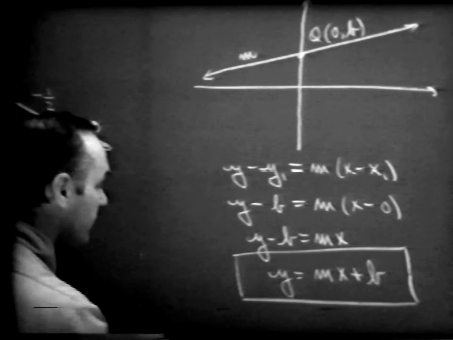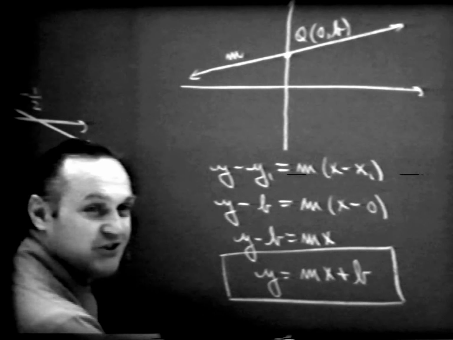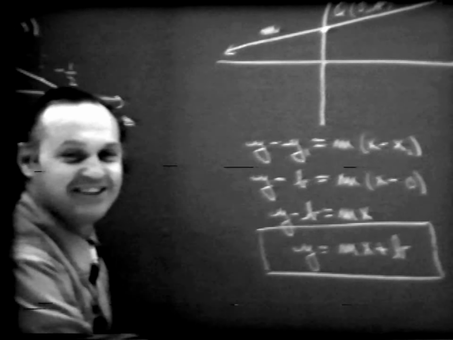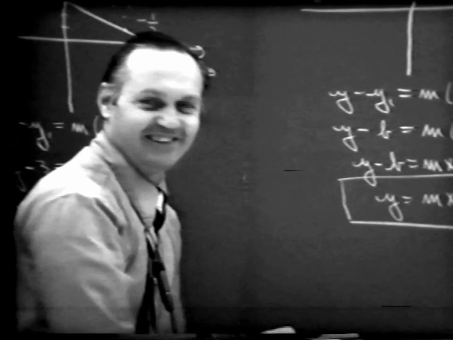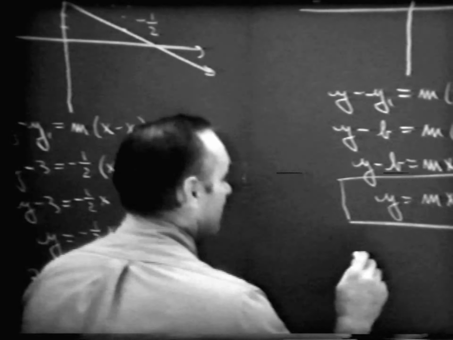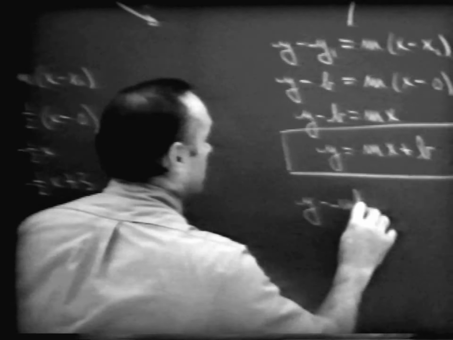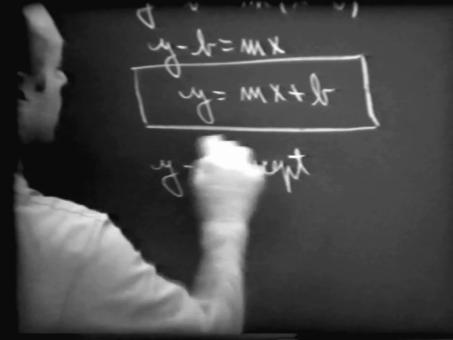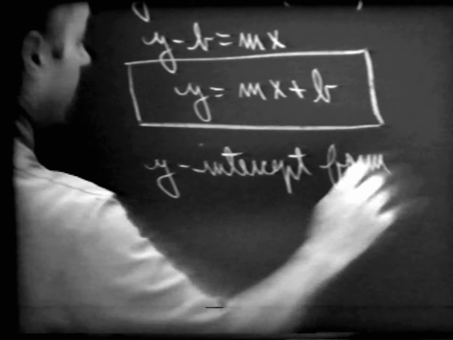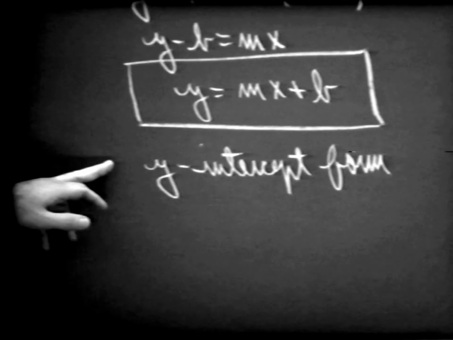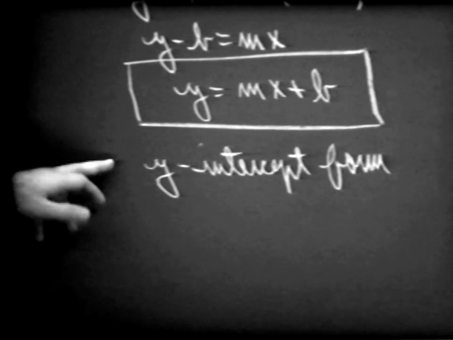Okay? And we give this a special name, and because it does intercept the y-axis, the name that we give it is called, Michael? The y-intercept form. The y-intercept form of the equation of a line. Okay? Now, let's see if we can look at another example.